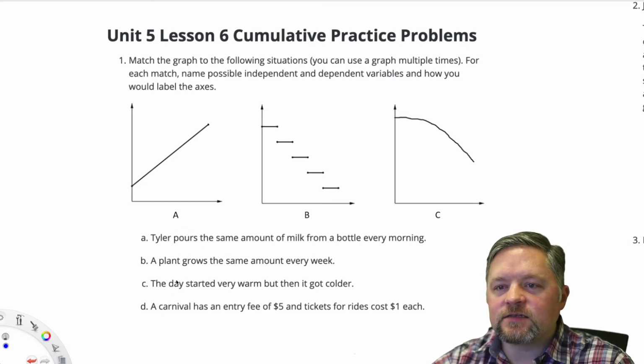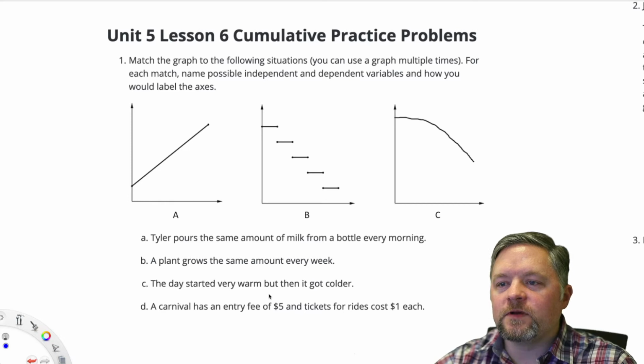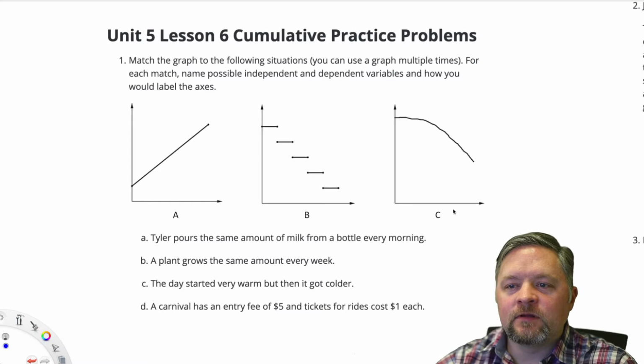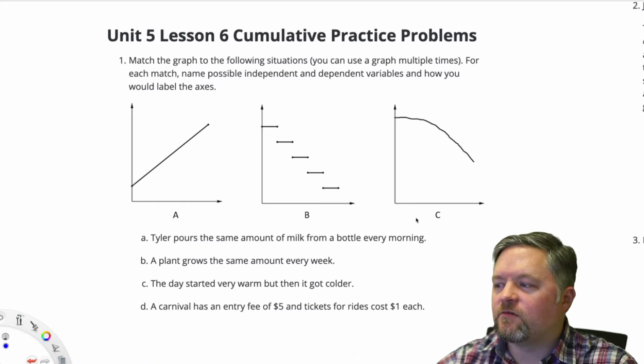Okay, next. The day started very warm, but then it got colder. That's going to be C, because temperature doesn't go down in jumps. Temperature starts out warm and then gets colder. Axes, time, probably in hours since midnight, maybe what hour of the day it is. And temperature.